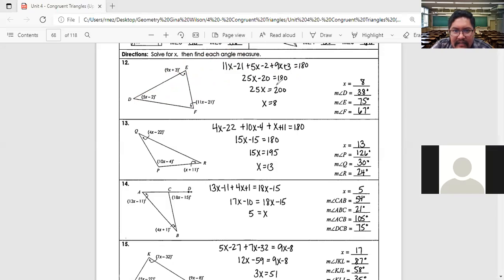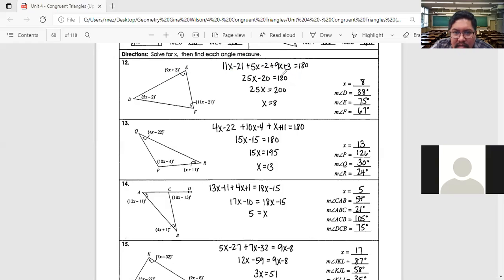11x, 5x, 9x. Put those together, you get 25x. Right, add your like terms. So we're just doing basic algebra stuff. I know it's a lot of stuff, but it's still just basic stuff. So 11 plus 9 would be 20, plus 5 would be 25x. Add your regular numbers, negative 21, negative 2, and 3. Or am I missing one? It looks like I might be, oh, that's negative 21. Okay, I must not have gotten a good look at it. So that would be negative 22 plus 3, and that would be negative 20, okay?